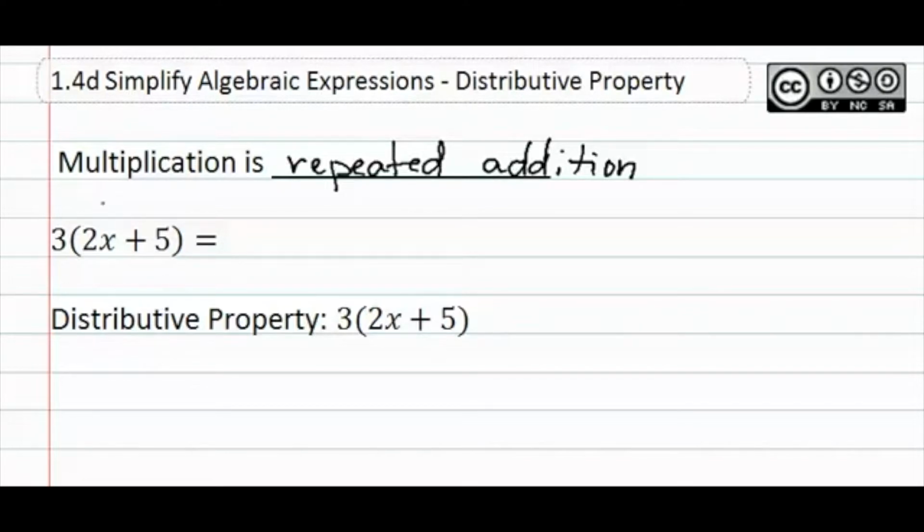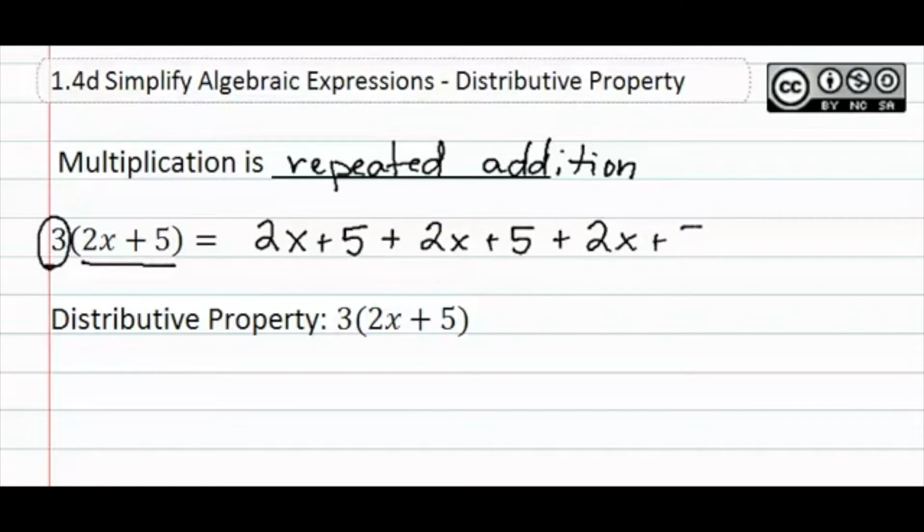task. This means that 3 multiplied by 2x plus 5 is actually repeated addition, meaning that we do 2x plus 5 and add it together 3 times. This would look like 2x plus 5 plus 2x plus 5 plus 2x plus 5. As you can see, this is much longer than merely saying we had 3 times the 2x plus 5.